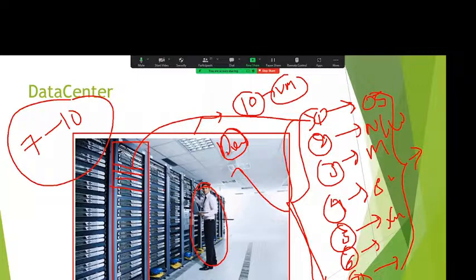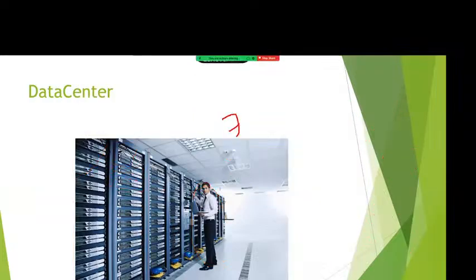Okay, minimum 7 to 10 days. This is a burden to the organization. Why? Because if it is taking 7 to 10 days, it is very difficult. Nowadays, everything is happening instantly, right?